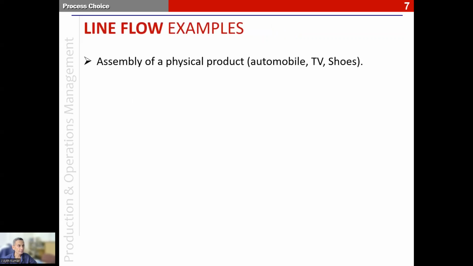Some examples of line flow processes are assembly of a physical product, and that could be anything. I showed you an airplane, I showed you a donut, but it could be an automobile, TV, shoes, washing machines, printers, mobile phones. You can think of any number of products.